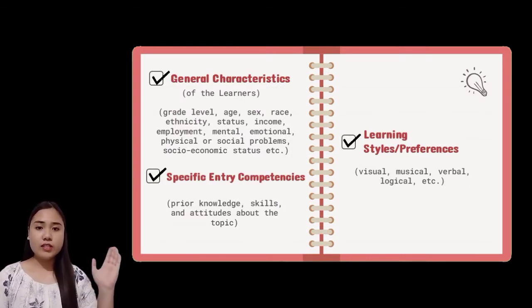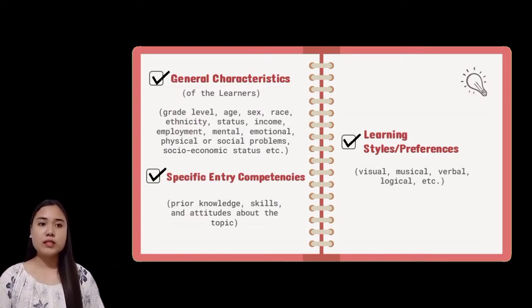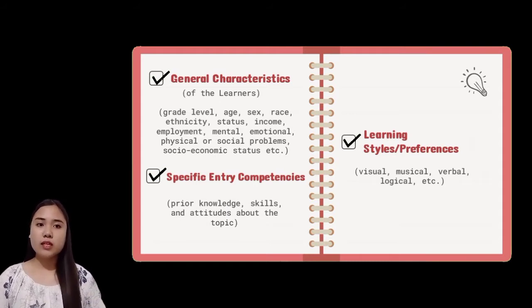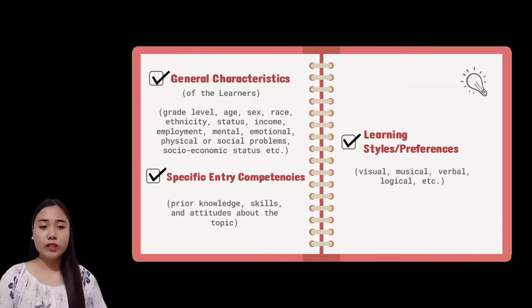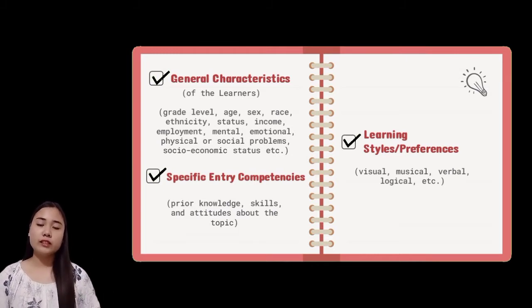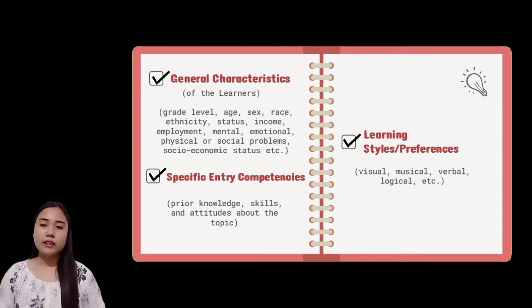First are the general characteristics, which include the grade level, age, sex, race, ethnicity, status, income, employment, mental, emotional, physical, or social problems, or socioeconomic status. So, a superficial analysis of learner characteristics can provide helpful leads in selecting instructional methods and media. Characteristics of the learners depend on their reading skills, ethnic or cultural subgroup, learners' apathy, social background, and so on.